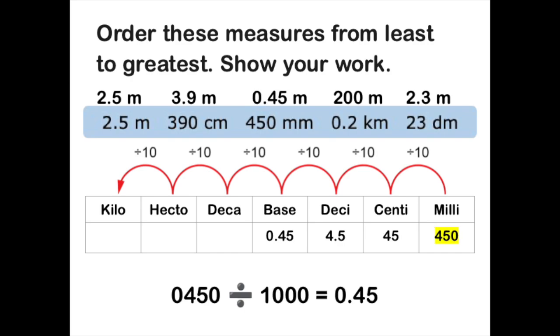Finally, I'm going to convert 450 millimeters to meters. I'm moving to the left, so I'm going to divide, and I am moving 3 steps, so I'm going to divide by 1,000. In order to divide by 1,000, I simply move the decimal 3 spaces to the left.